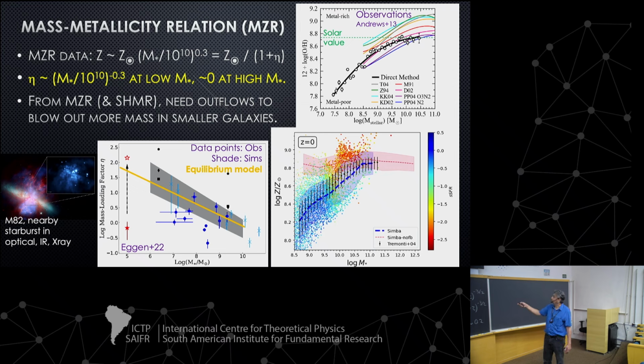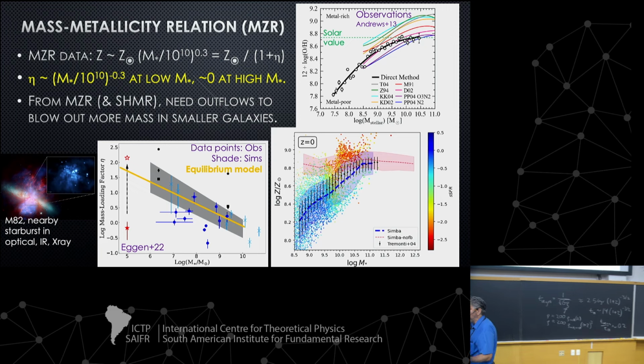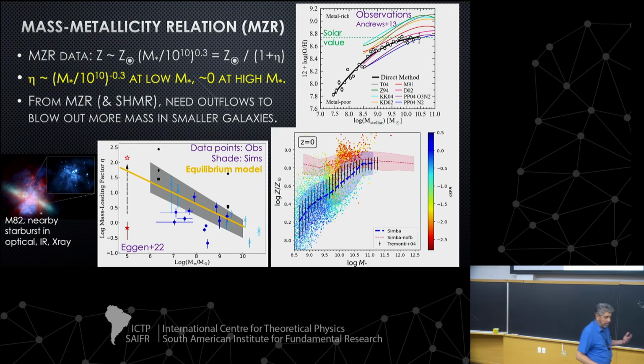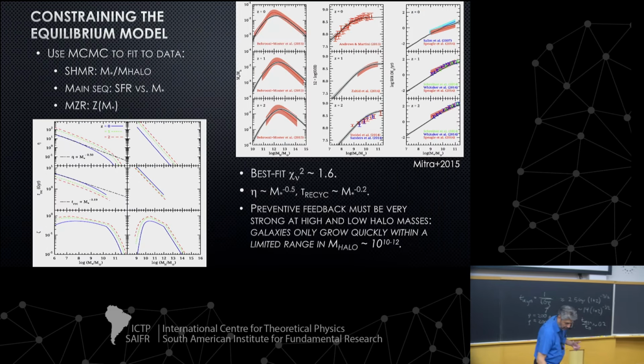And when we put in all the feedback that gets all the galaxies right, it kind of does that, and these data points are these sort of hashy things. So the metallicity is a very important tracer of feedback, and it's one of the most interesting things that you can measure.